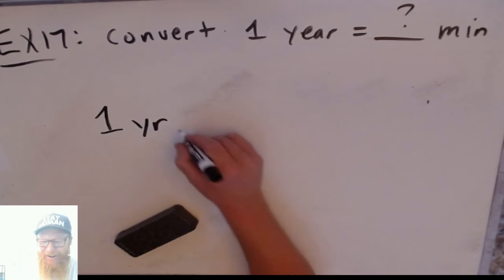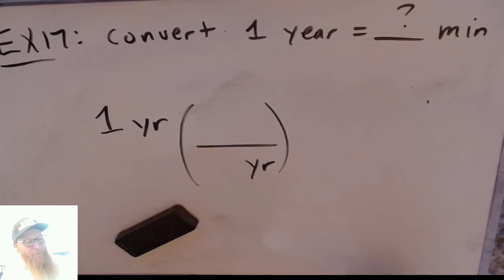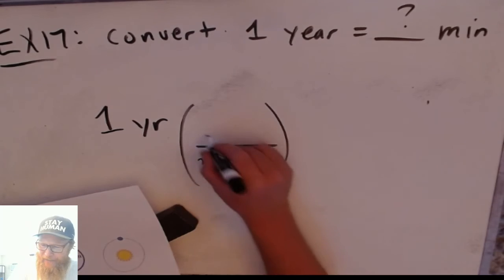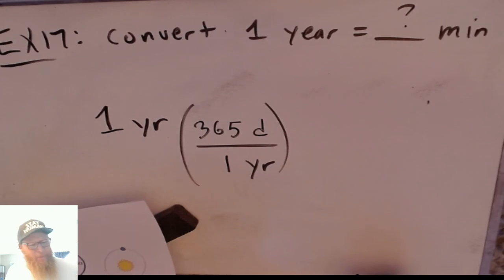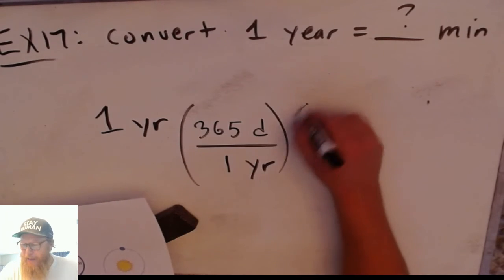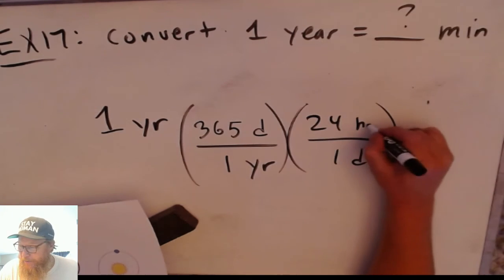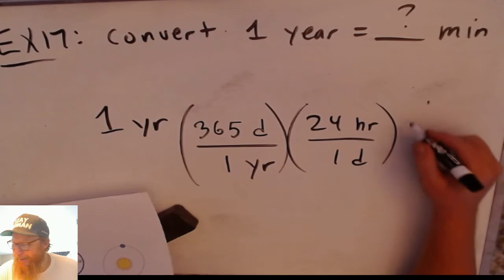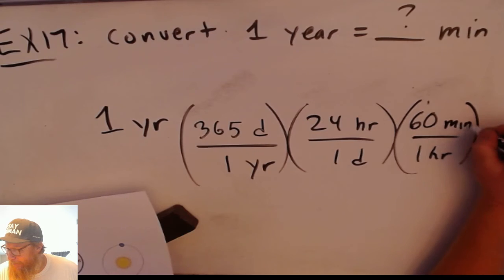1 year. All right, so I want to get rid of years, so put years in the bottom. Let's go through this. 1 year is 365 days. We'll just put D for days. But then 1 day is 24 hours. The sun keeps going behind a cloud and making this spooky. And then 1 hour is 60 minutes.